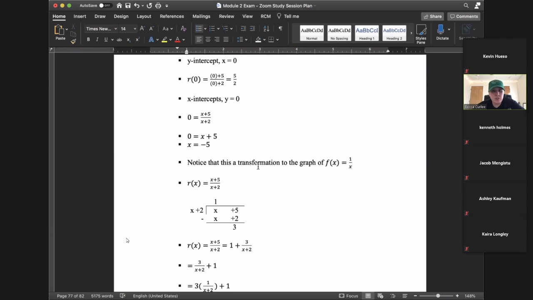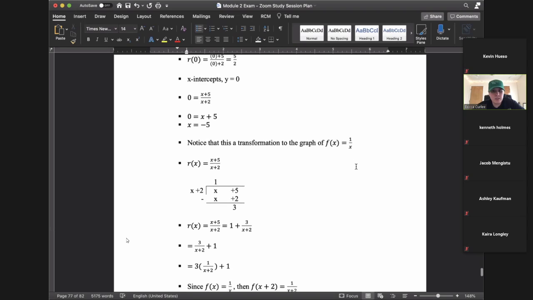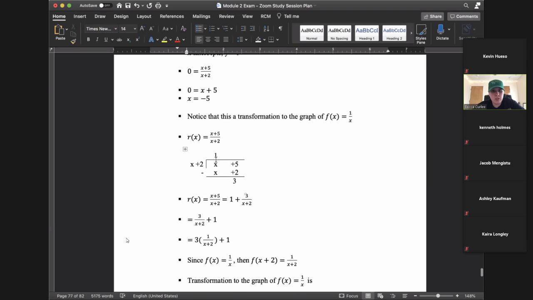So notice that this is a transformation of the graph of f of x equals 1 over x. We can do this by long division again. So x plus 5 divided by x plus 2. x goes into x one time. 1 times x plus 2 is x plus 2. x plus 5 minus x plus 2 is 3.